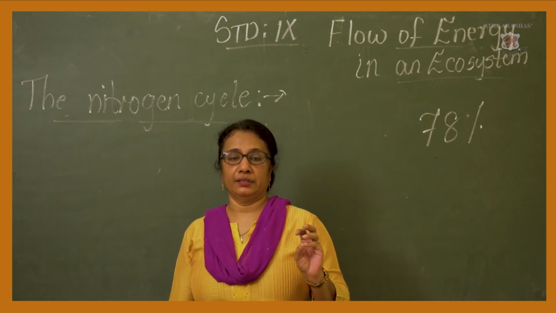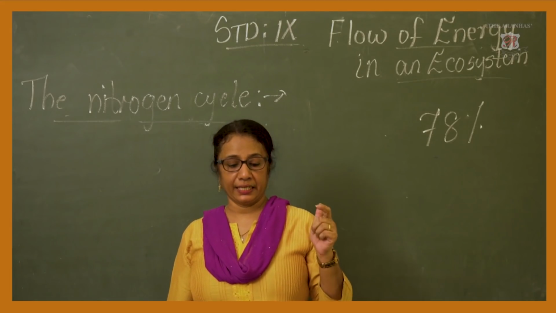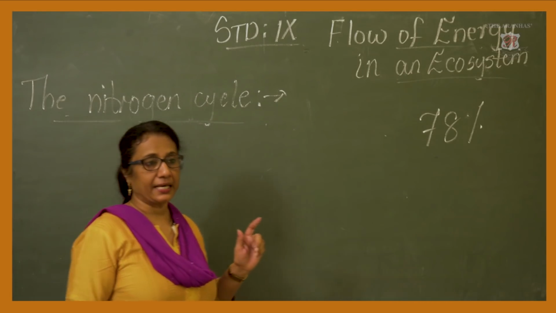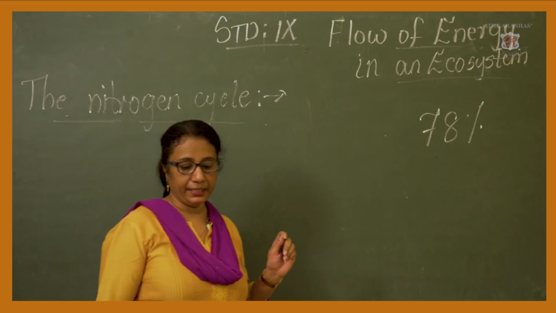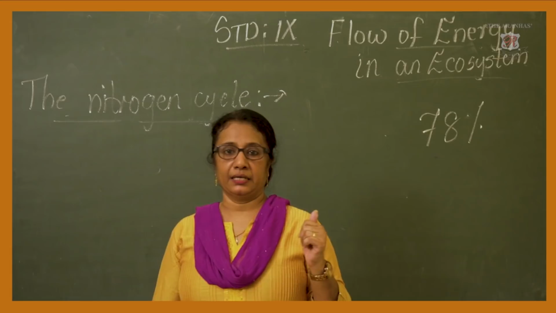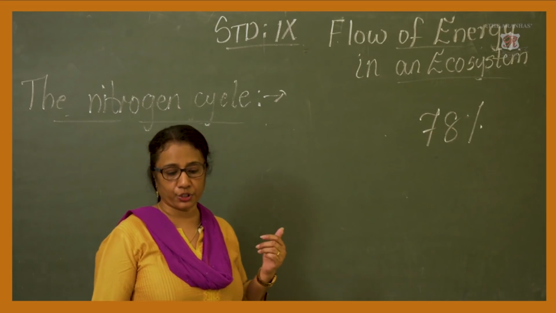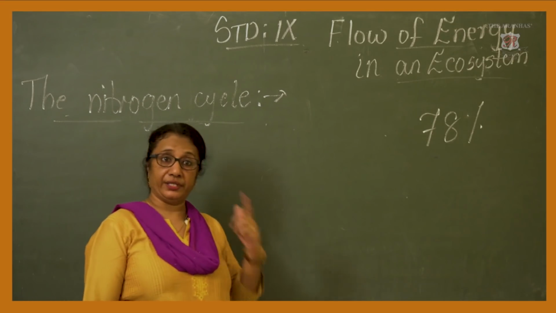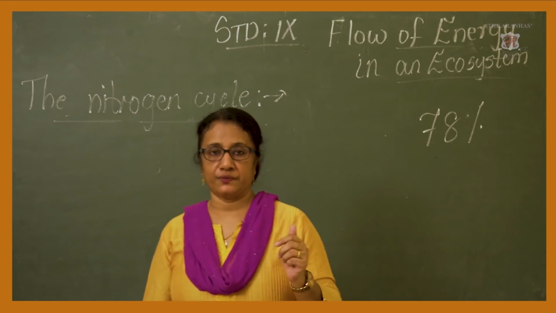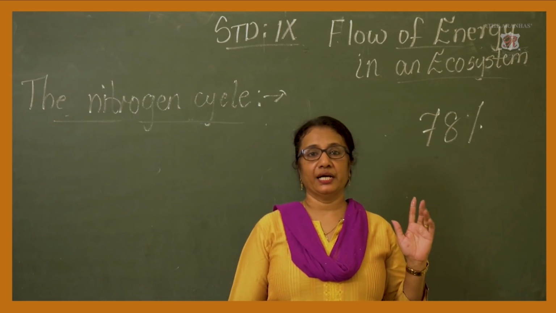So, I'll just go back to the definition of the carbon cycle. What is the definition for the carbon cycle, children? The circulation and recycling of carbon dioxide in the atmosphere. And the circulation and recycling of oxygen within the biosphere, which includes the lithosphere, the hydrosphere and the atmosphere, is termed the oxygen cycle.